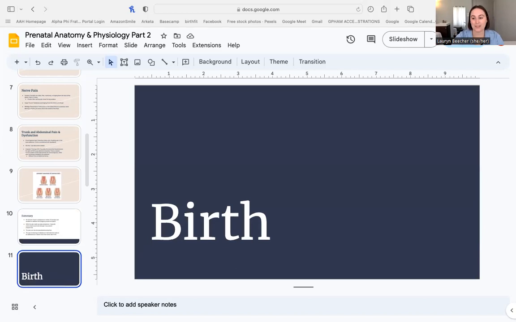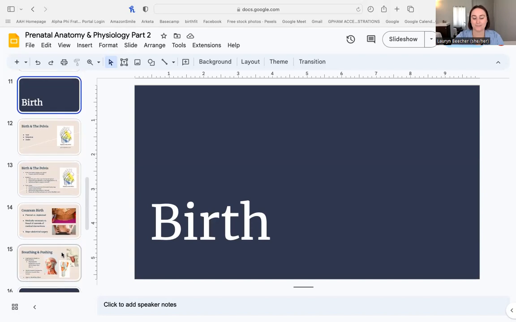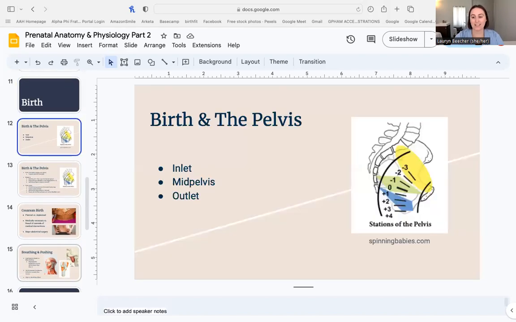Okay, so moving into birth. As I mentioned in the very beginning, this is very much just meant to be an overview of how the pelvis shifts and changes during a vaginal birth and labor.